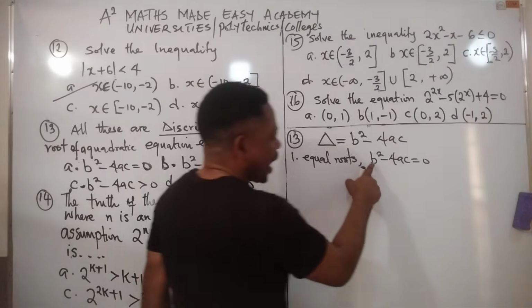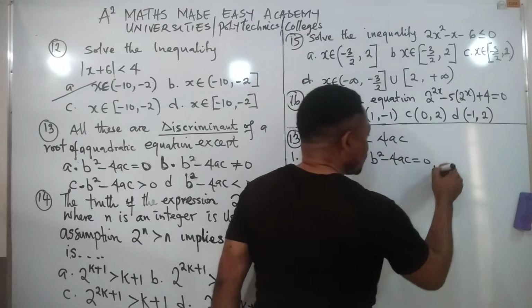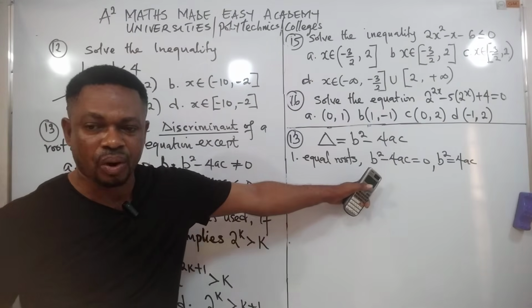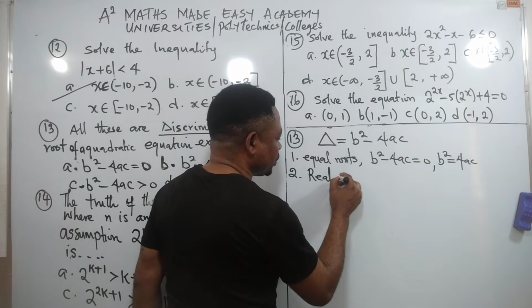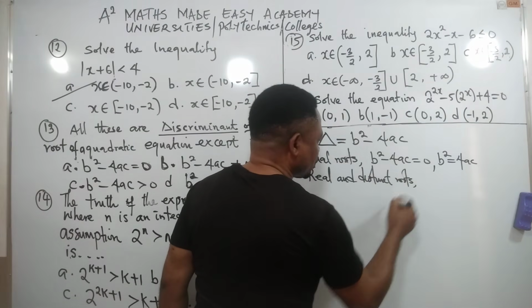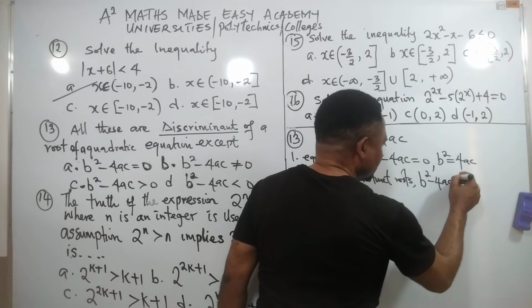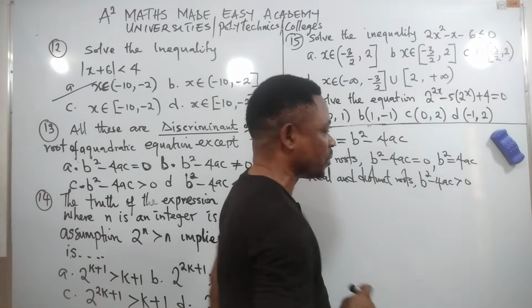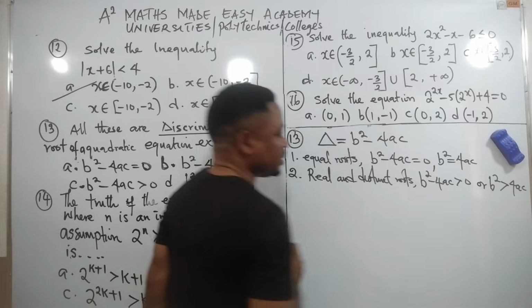And I can still make b squared the subject of the formula here, thereby taking minus 4ac to the right hand side, so that it will now remain b squared should be equal to 4ac. All these are called equal roots. Then let's move to number 2. Number 2 is it must have real and distinct roots. If it is real and distinct roots, what is the formula? b squared minus 4ac should be greater than 0. I can still make b squared the subject of the formula here. I will now say b squared should be greater than 4ac. It's still the same thing.